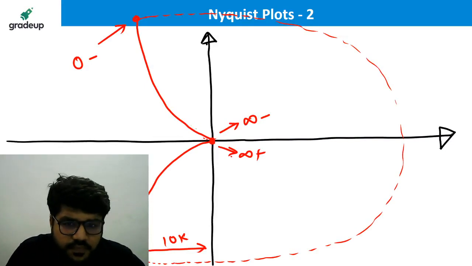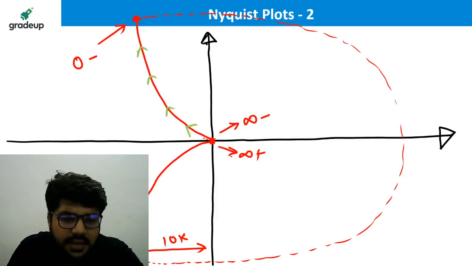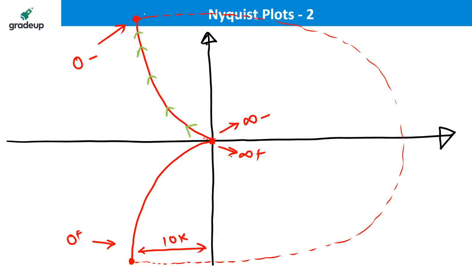That is, from minus infinity to 0 minus, then 0 minus to 0 plus, and then 0 plus to infinity, right? This is the direction of arrows.